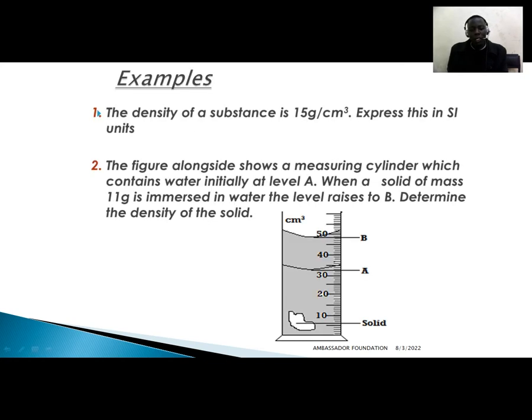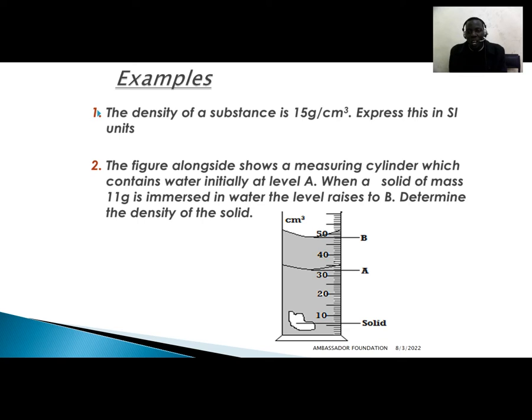Let's look at these examples. The density of a substance is 15 grams per centimeter cubed. Express this in SI units. You simply multiply by 1000. You will get 15,000 kilogram per meter cubed.